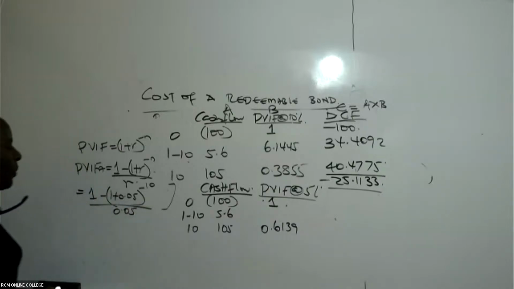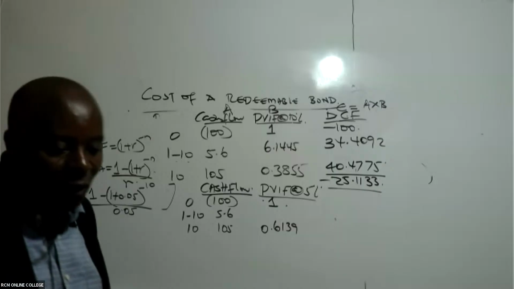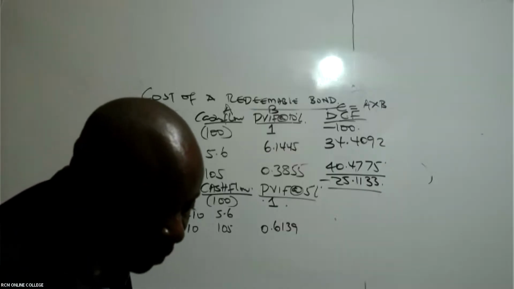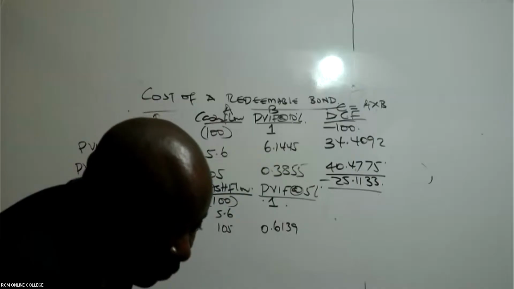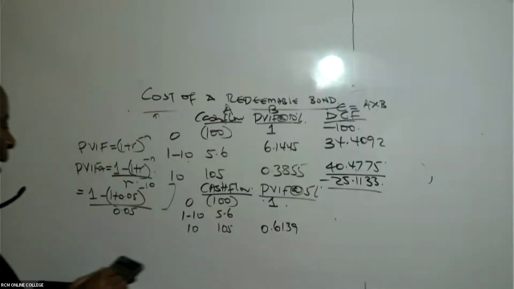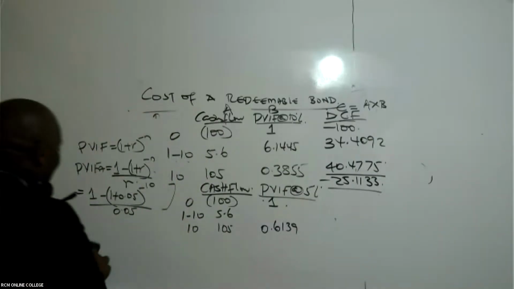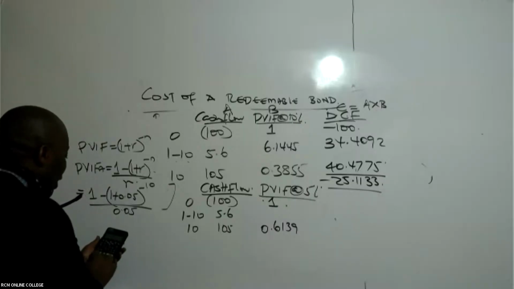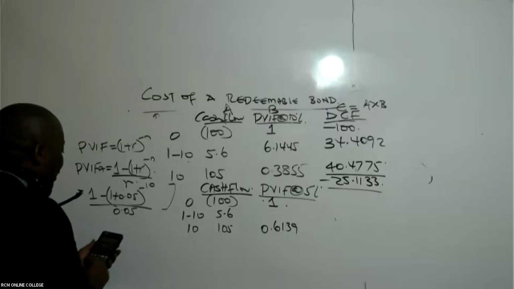Please, all of us, including myself, I'm now taking my calculator. So it will be 1 minus 1.05. We raise these to negative 10. I say equals. All right. Whatever I get, I say divide by 0.05.